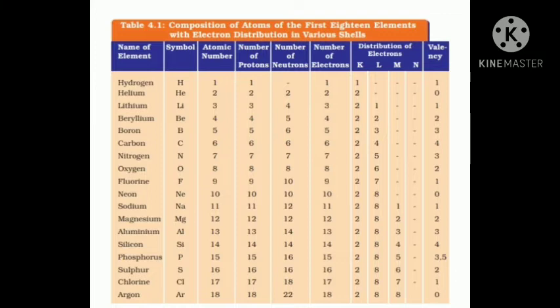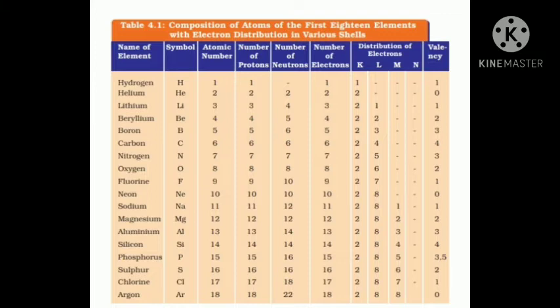Sodium, symbol Na, atomic number 11. So the number of protons and electrons are 11. Mass number minus atomic number is equal to the number of neutrons, which is 12. The distribution of electrons 11. So 2, 8, 1. K shell 2, L 8, remaining goes to the next shell, 1. So 1 is the valency of sodium.